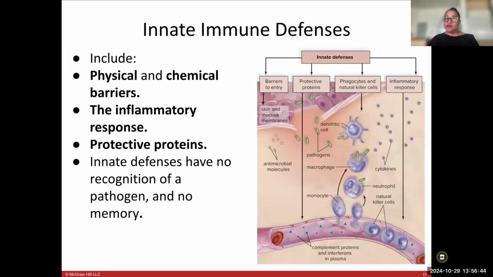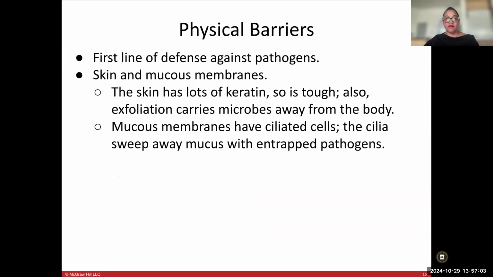Innate immune defenses include physical and chemical barriers. If it is breached, it will lead to an inflammatory response. Innate defenses have no recognition of a pathogen and no memory. There are things like our skin that will just completely keep everything out. That is its job. It doesn't matter what it is.